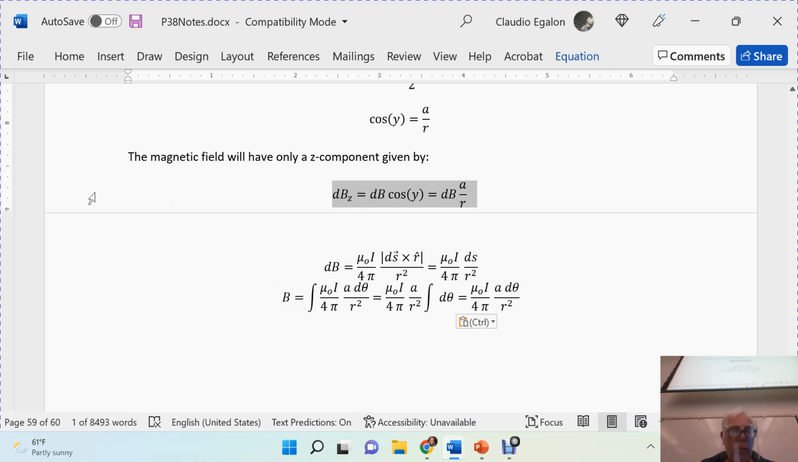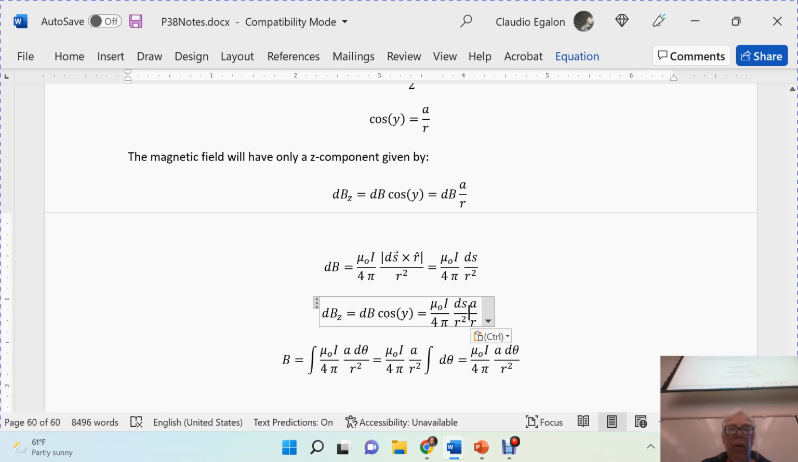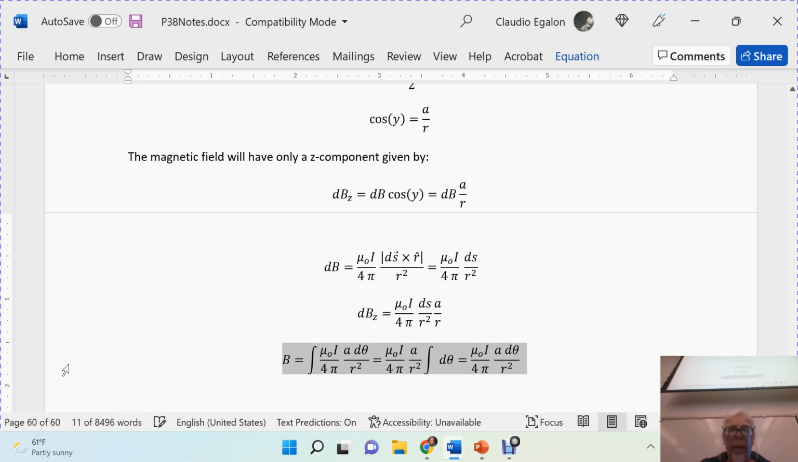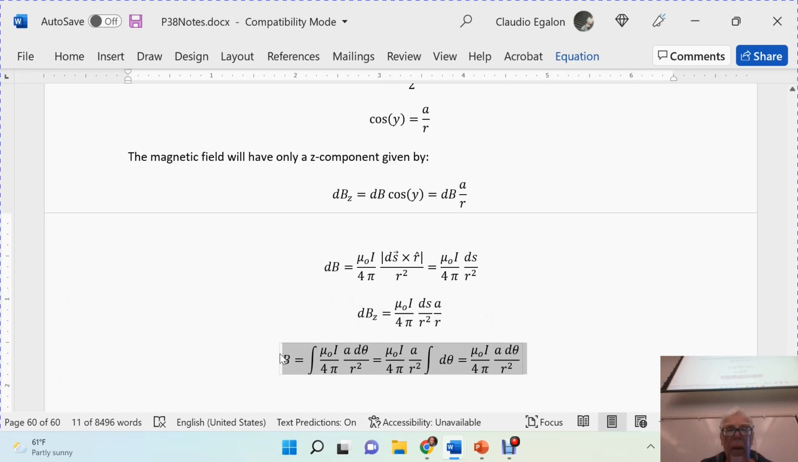And now, what do we have to do? We have to replace the dB right in here, and then take the integral. And then take the integral. So let me erase that. I'm going to fix that here.